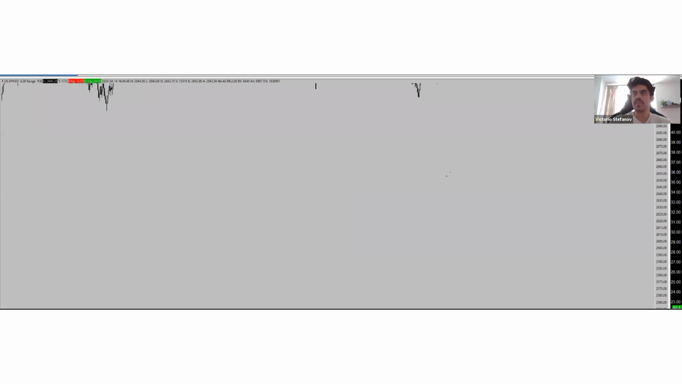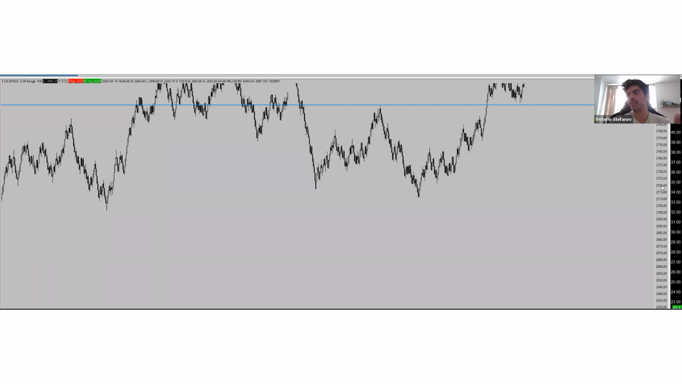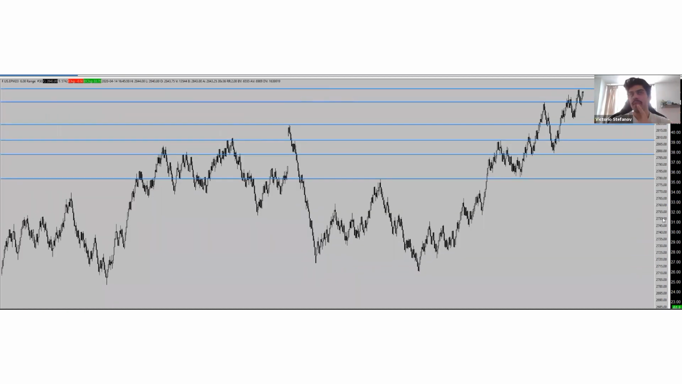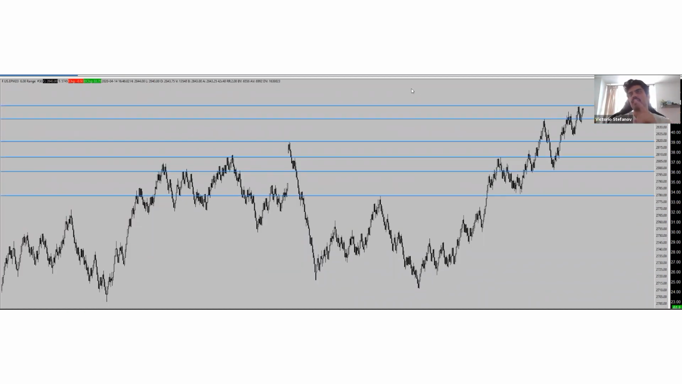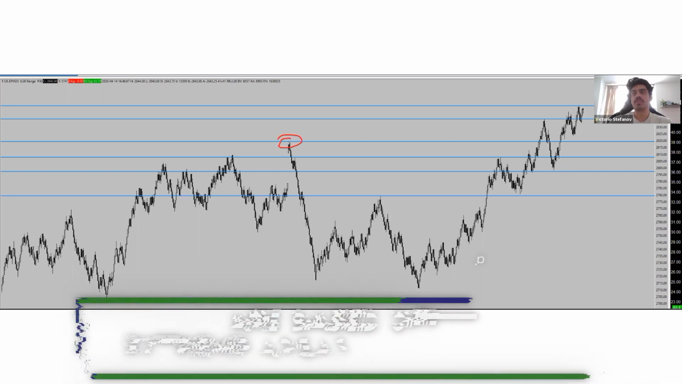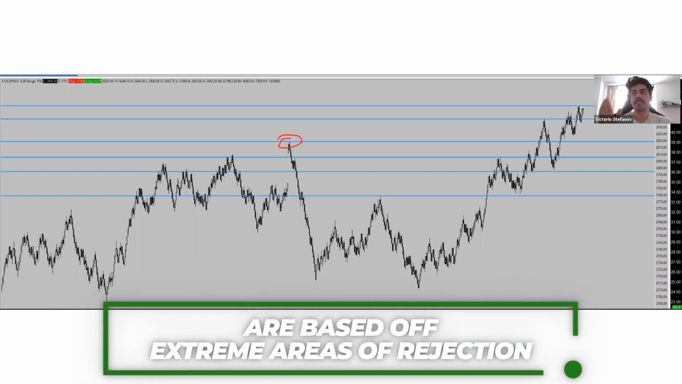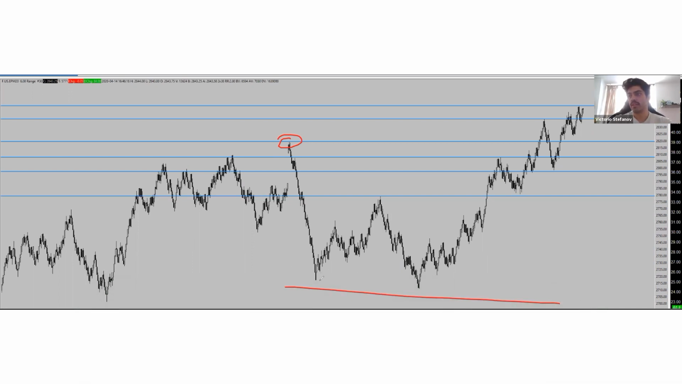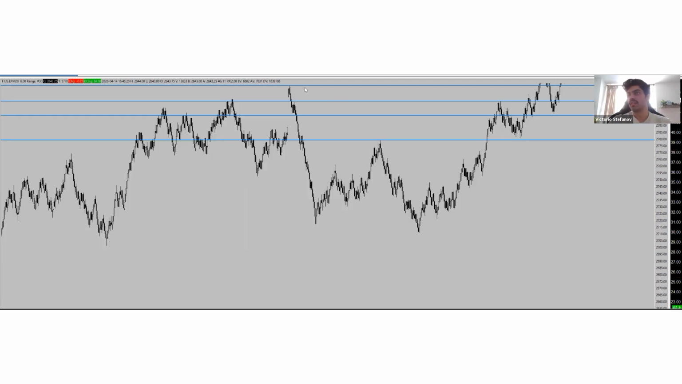Now, the difference between this zone and any other zone, any other support resistance points that you may look for, the key to this, the reason why this is the only way I trade off these support resistance zones, is that these zones are based off extreme areas of rejection. So if a level is tested multiple times, like here, this double bottom, this becomes a key level of rejection.